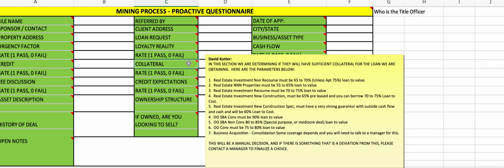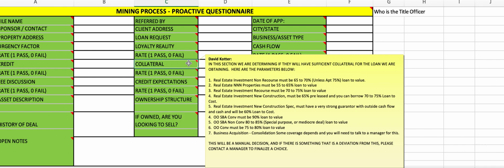Real estate investment new construction must be 65% pre-leased, and you can borrow about 70 to 75% loan to cost. Real estate investment, new construction spec, meaning it's speculative, you really have to have a super strong guarantor with outside cash flow, and they'll have to be 60% loan to cost.